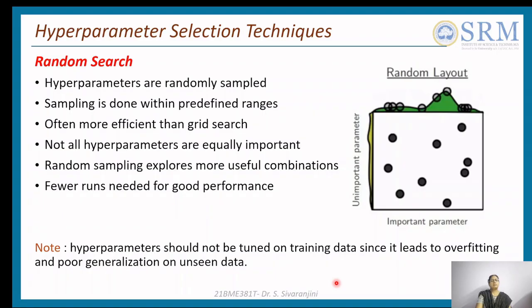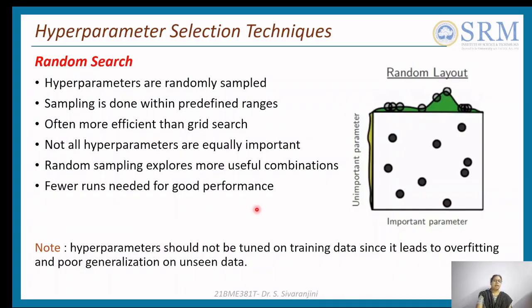Not all the hyperparameters are equally important, and this random sampling explores more useful combinations. Somehow we end up with a better combination that is running. So the values are random, and the output also has good performance. Fewer runs are needed for good performance.